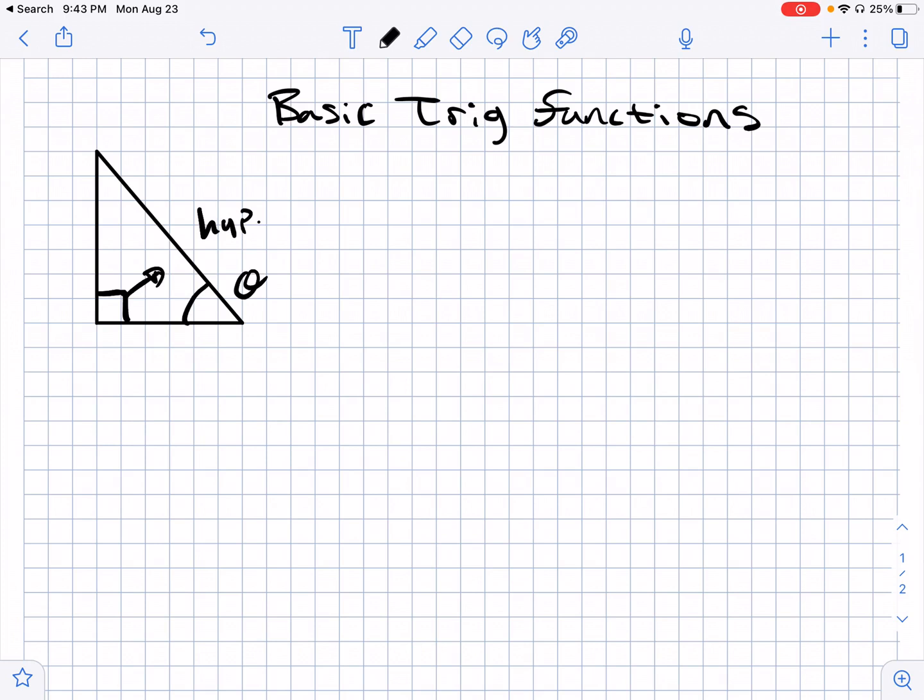So the side that is opposite the angle that we're working with, we would label that as the opposite side. And the side that is touching the angle, we would label that as the adjacent side. Okay, so we have opposite, adjacent, and hypotenuse. Let's draw another triangle.